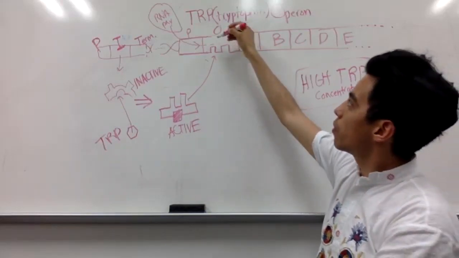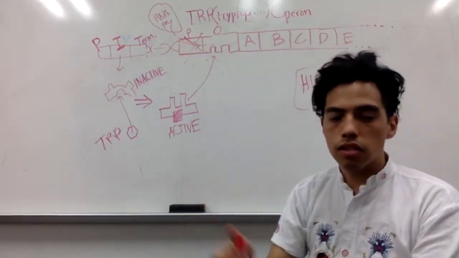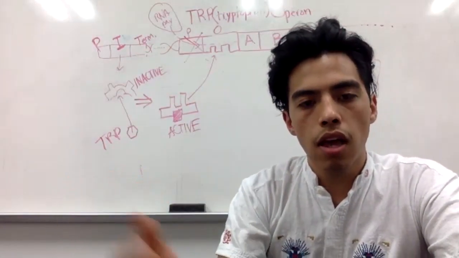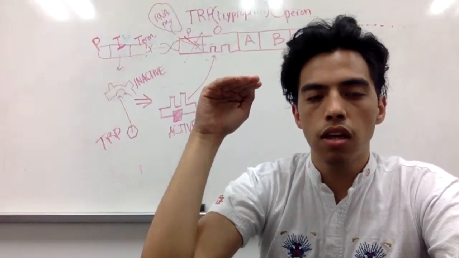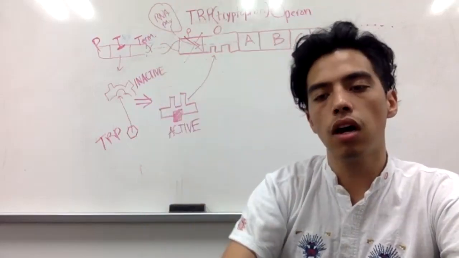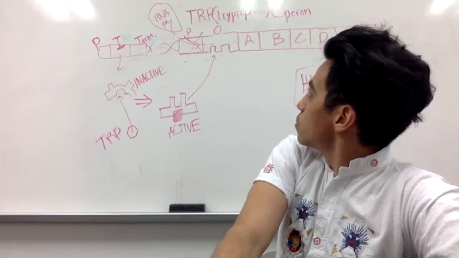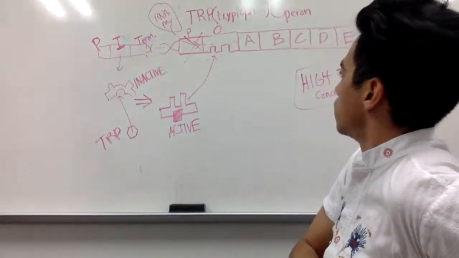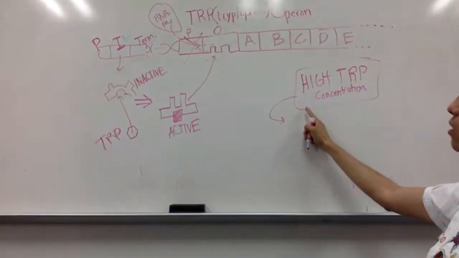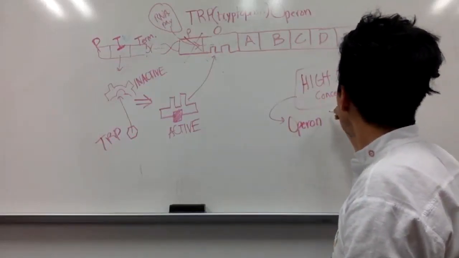And when it's bound to the operator, that doesn't allow RNA polymerase to do transcription, which makes sense because, like we said, the purpose of this operon is to create tryptophan. And if you have high levels of tryptophan, then you don't want this operon on anymore because you're just going to waste energy, because you already have enough tryptophan made. So in the case where tryptophan is at a high concentration, the operon is off.